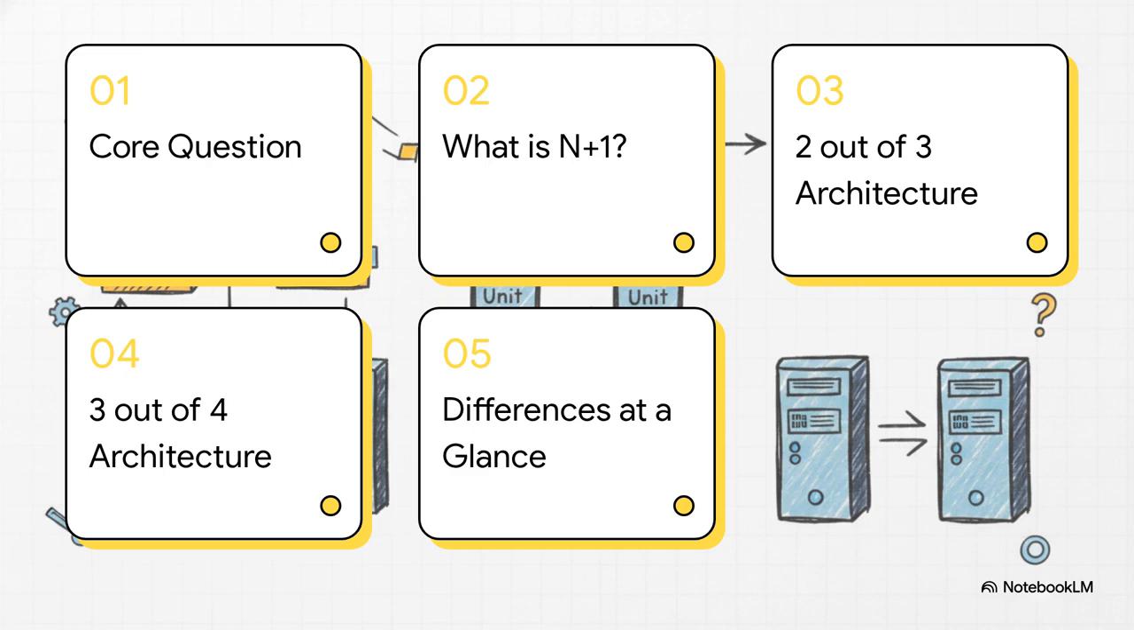Here is our roadmap for today. First, we'll tackle the core question of uninterruptible systems. Next, what is N+1 redundancy? Then we'll examine the 2 out of 3 architecture, followed closely by the 3 out of 4 architecture. And finally, we'll wrap up with the core differences at a glance.